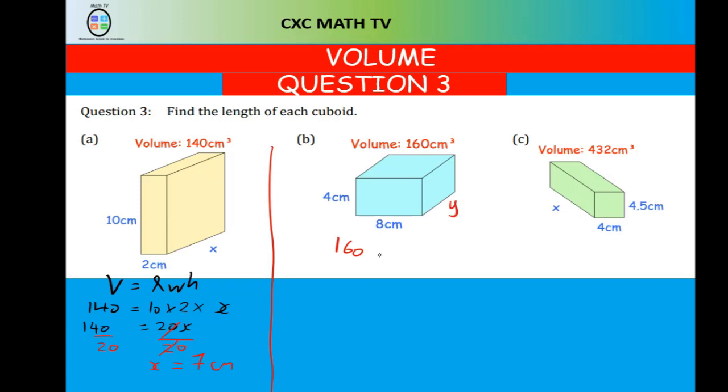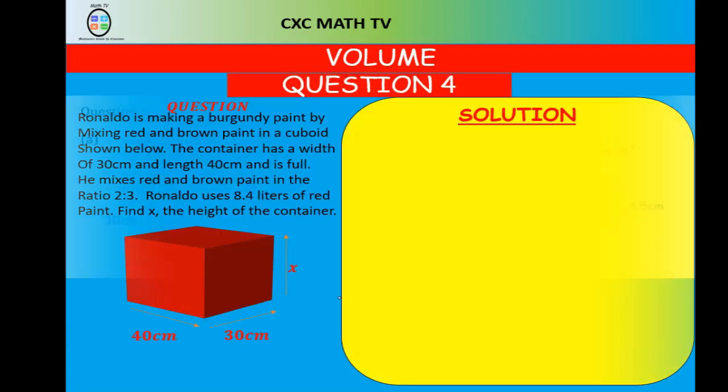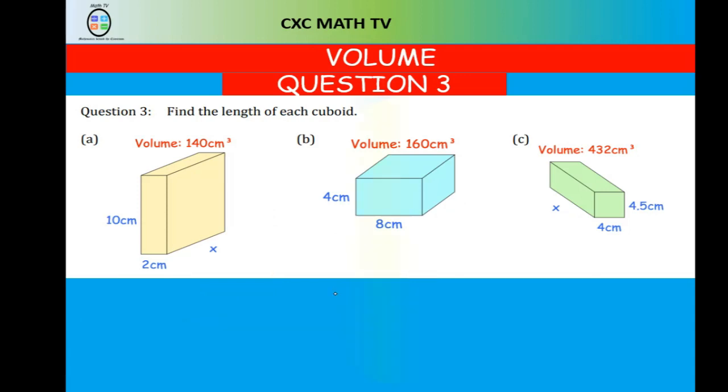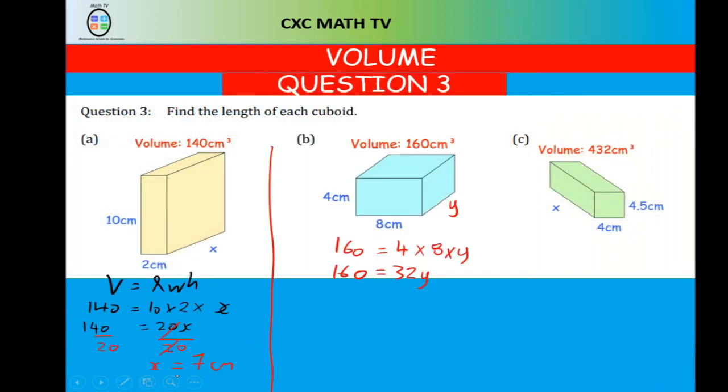Over here now, 160. We don't know this side. Let's call it y. So that is 4 times 8 times y. 4 times 8 is 32. So that's 32y is 160. So now we divide both sides by 32. We'll get y equal to 5.